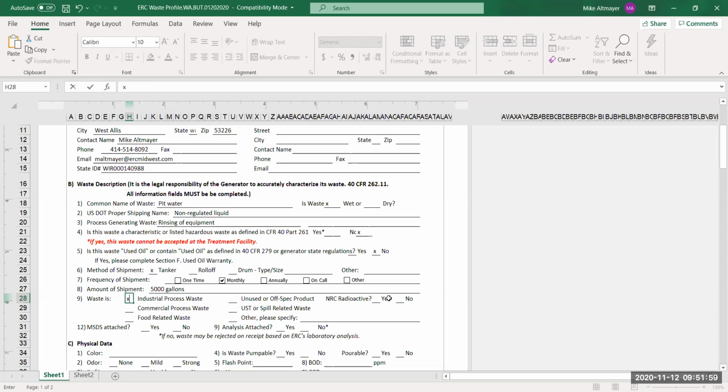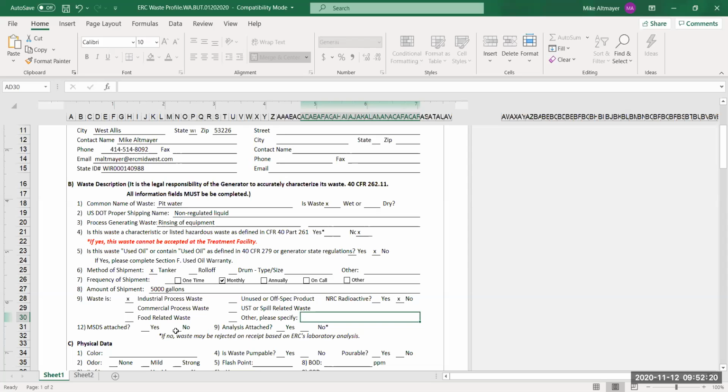This is an easy one to miss over here. NRC radioactive, yes or no? You want to check no to that, unless you know something about the waste being radioactive, in which case, again, our facilities cannot accept NRC radioactive waste. So if you have to mark that yes for any reason, which is unlikely, but if you did, we would not be able to accept that.